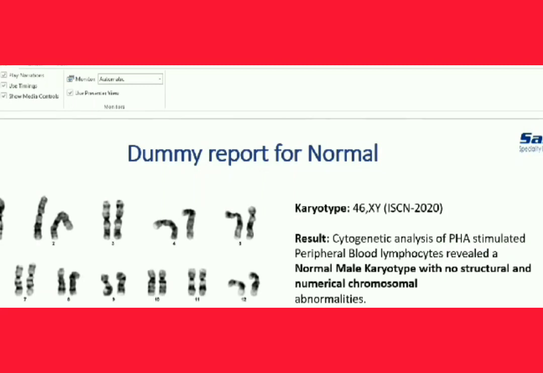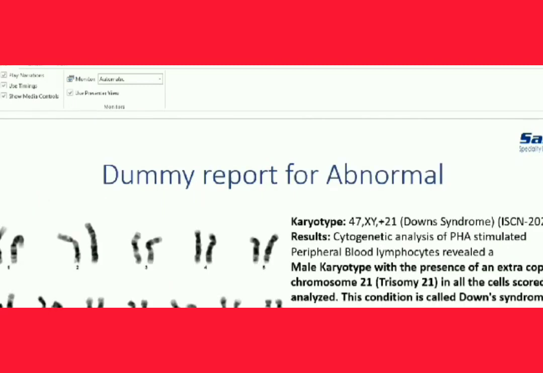This is just a normal karyotype. One is normal and one is abnormal. I mentioned an example here. See, this is the abnormal report for Down syndrome. There will be one extra 21 chromosome in this. The chromosome pattern will be 47 XY plus 21, Down syndrome. Here you can see, if it is abnormal, I can clearly mention it in the results part.